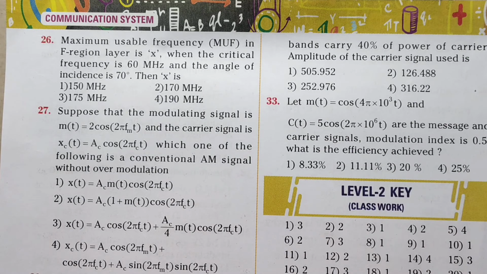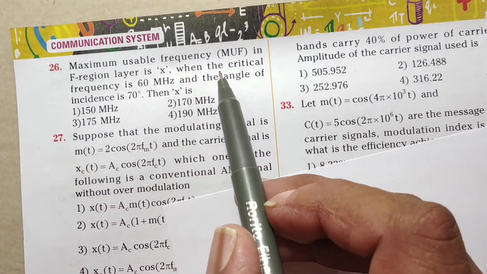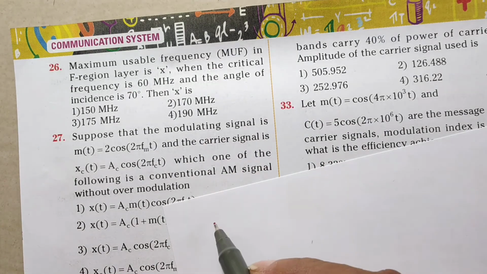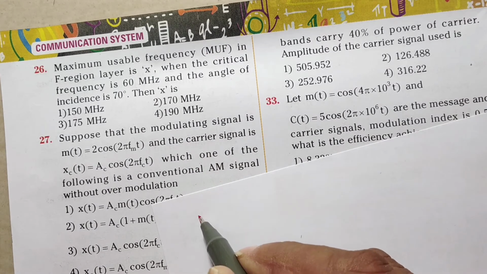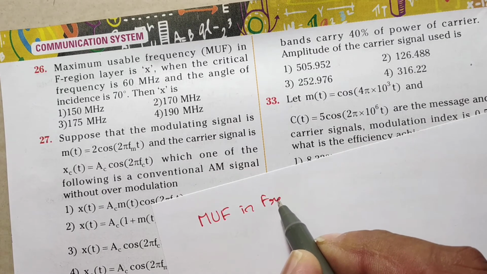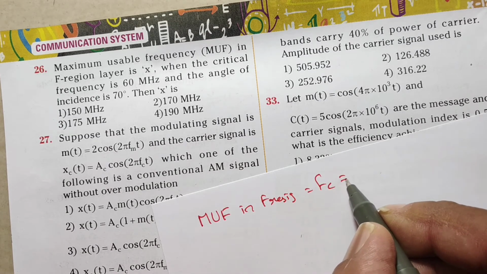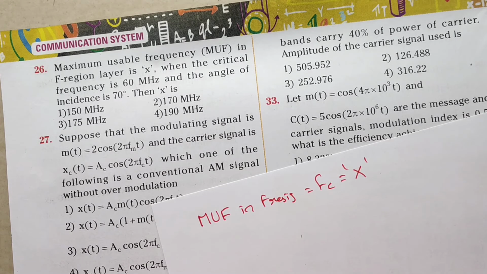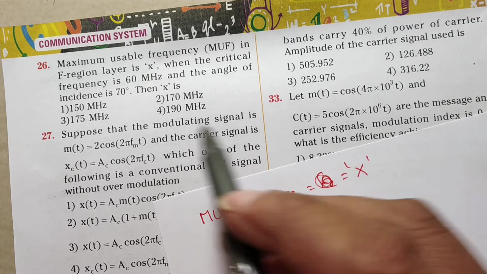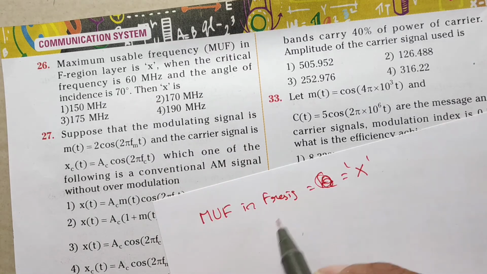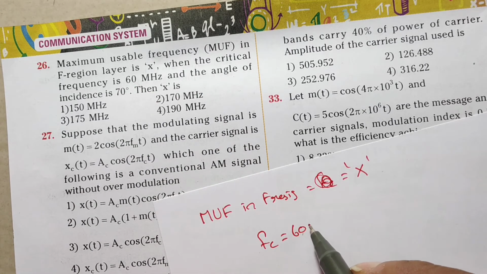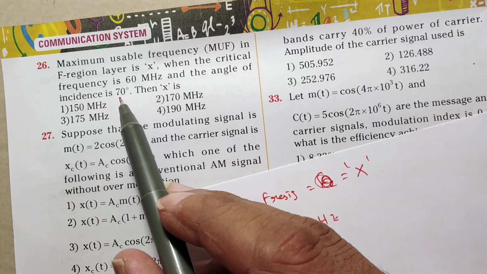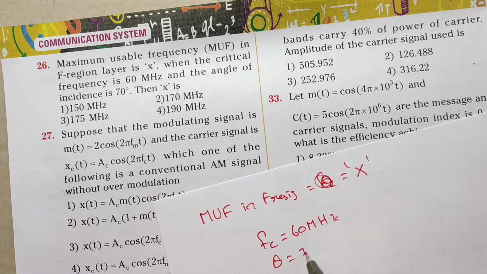Now look at the 26th question. The maximum useful frequency in the F region is X. When the critical frequency FC is 60 megahertz, the maximum useful frequency is X, and the angle of incidence theta they have given is 70 degrees.